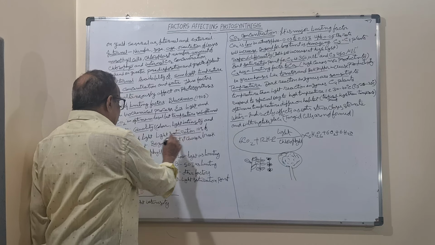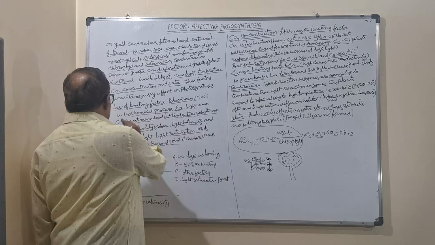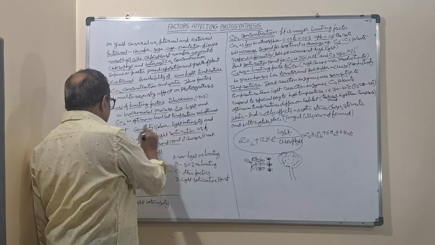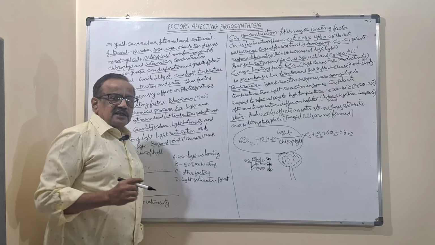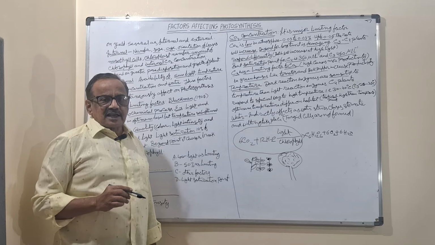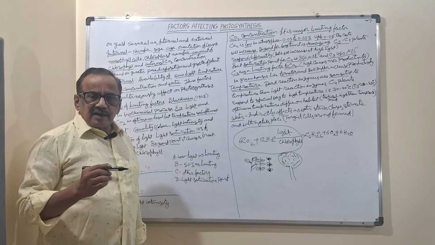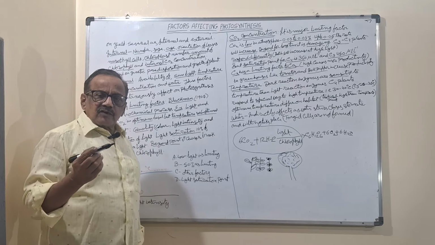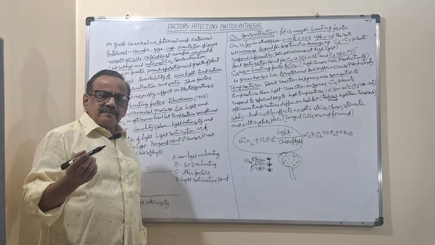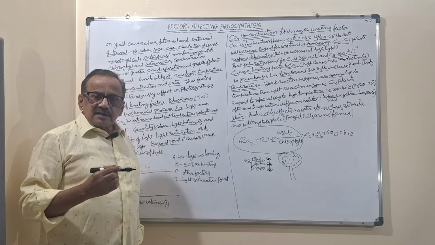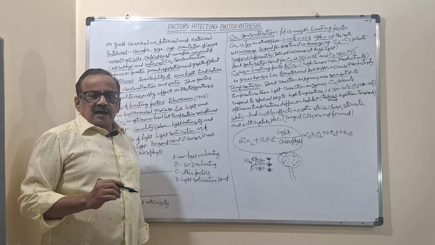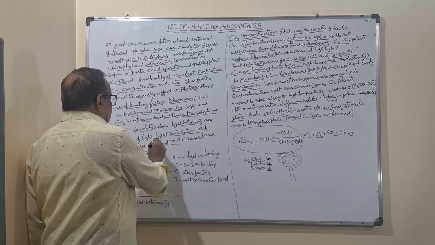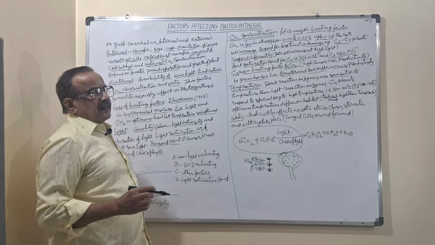So these are the things: light quality, color, light intensity, and duration of the light, meaning how long the leaf is exposed to the light. Photosynthesis depends on that. It will be more when the leaf is exposed for a long time, and less when the exposure is short. Next will be the light saturation.